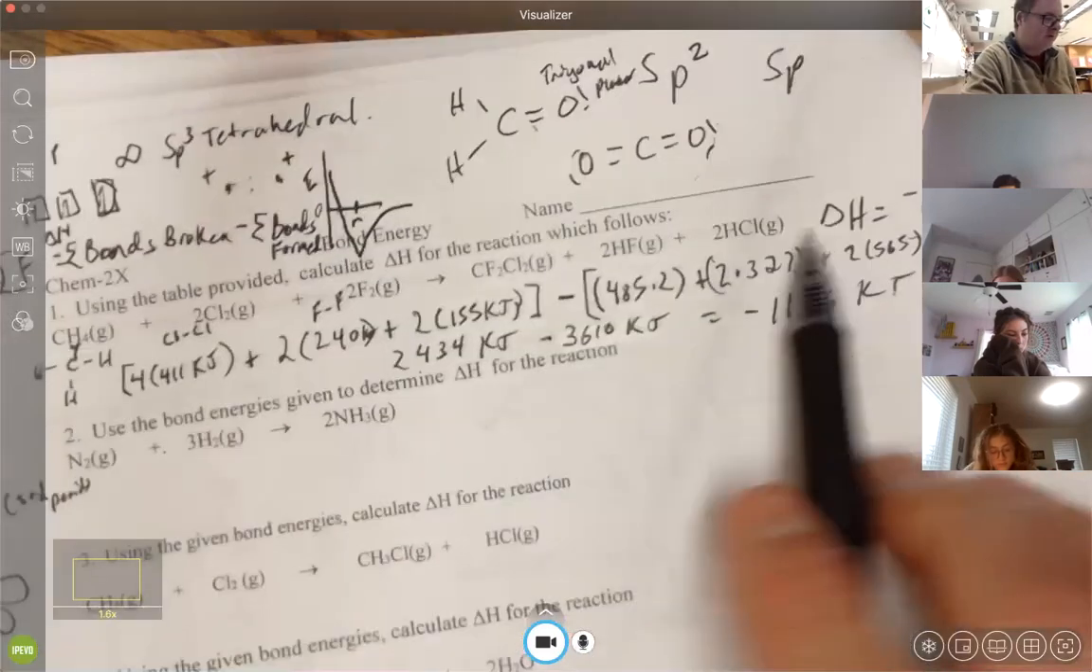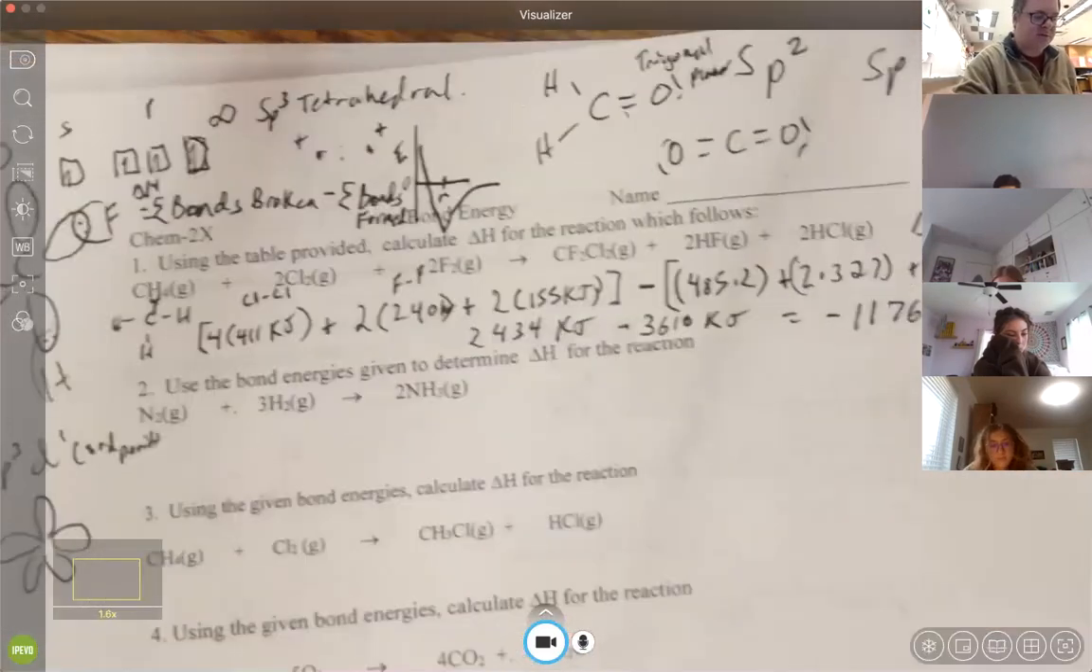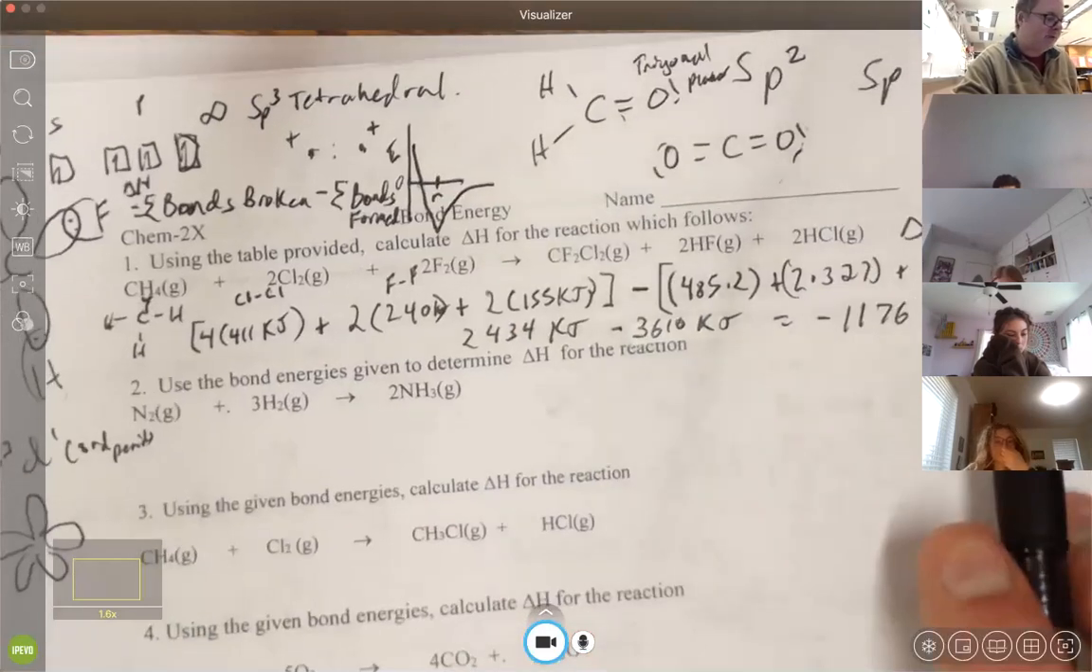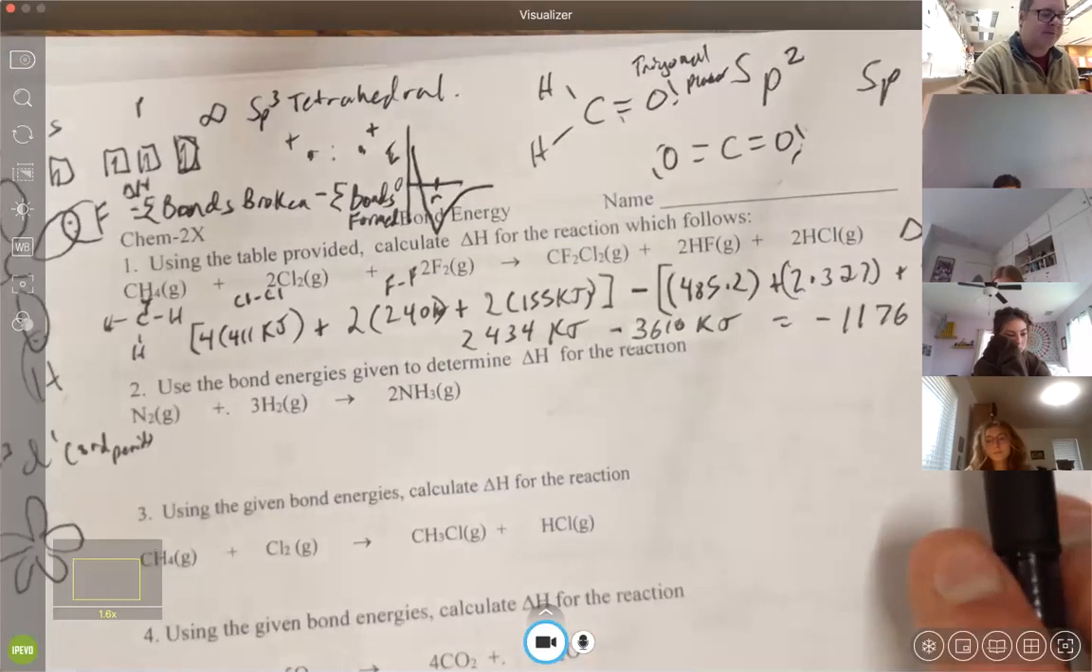Yep. So if we had 2 moles of this, then that would give us, if you recall from our using the delta H of enthalpy, 2,300 some.